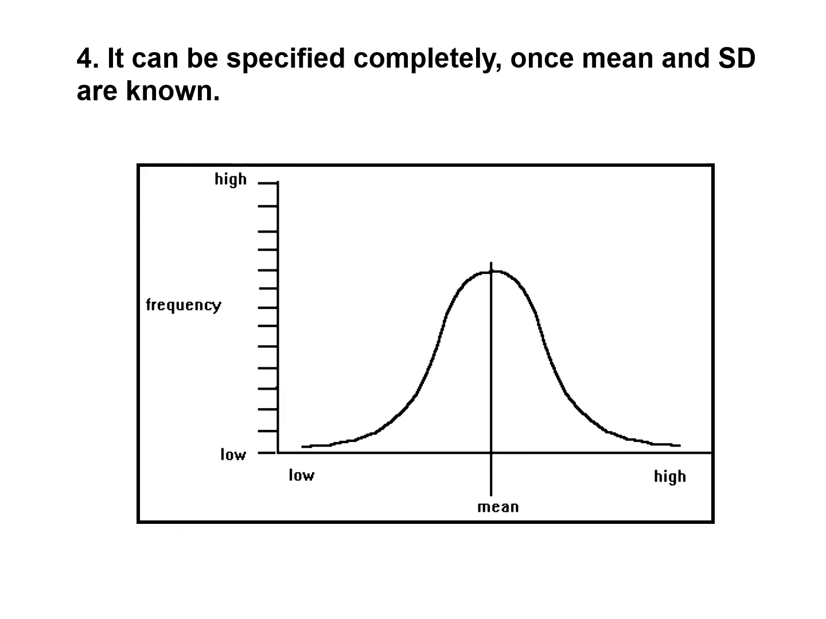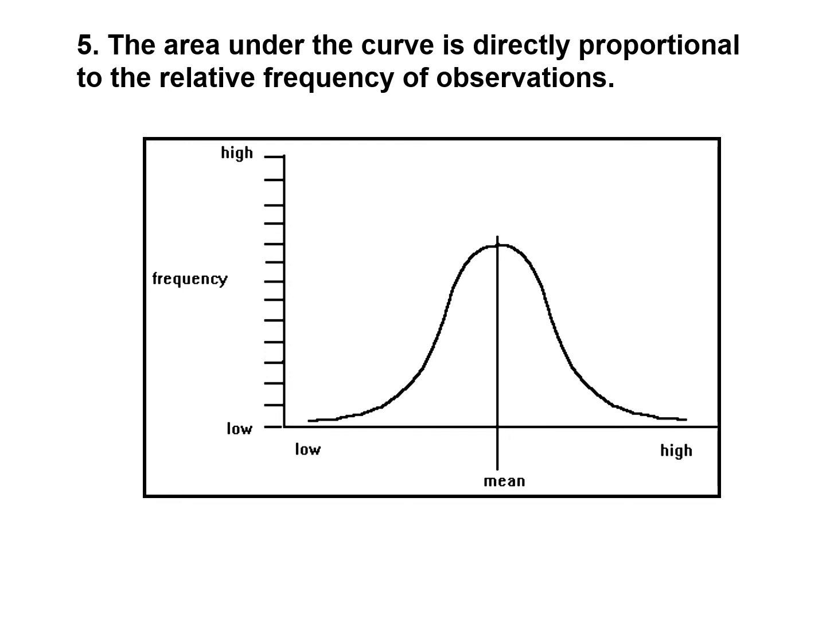All right, it can be specified completely once the mean and standard deviation are known. So we can calculate the standard deviation of our data set, and I know that's a little bit abstract, but hopefully this will help you visualize it. What that means is the area underneath the curve, all of this area, is directly proportional to the relative frequency of observations. So we could calculate how big this area is, how many square centimeters it is, or whatever we choose to measure it in. And that should be proportional to how many observations we've had. Again, I know that's abstract, but bear with me.